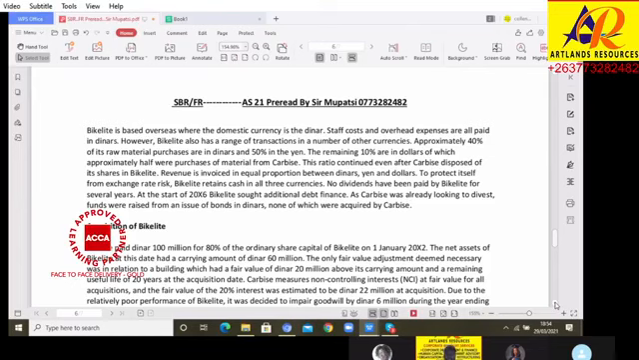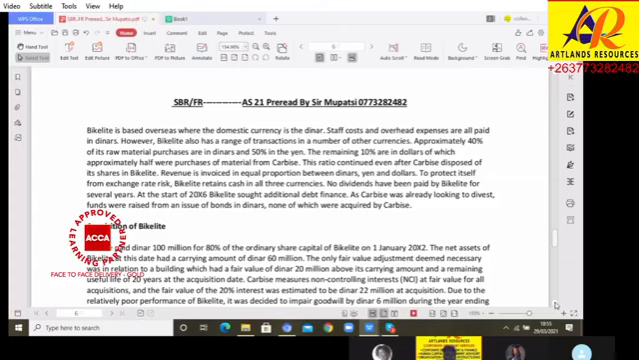The remaining 10% are in dollars, of which approximately half were purchases of materials from Cabais. This ratio continued even after Cabais disposed of its shares in Bakelite. Revenue is invoiced in equal proportion between dinars, yen, and dollars. To protect itself from exchange rate risk, Bakelite retains cash in all the three currencies.